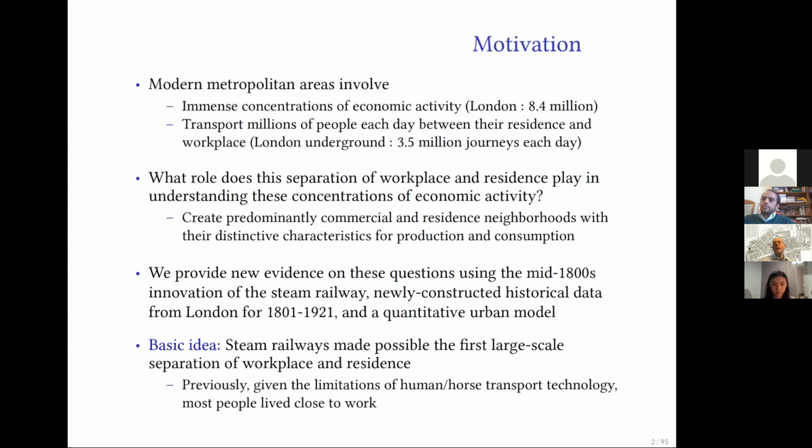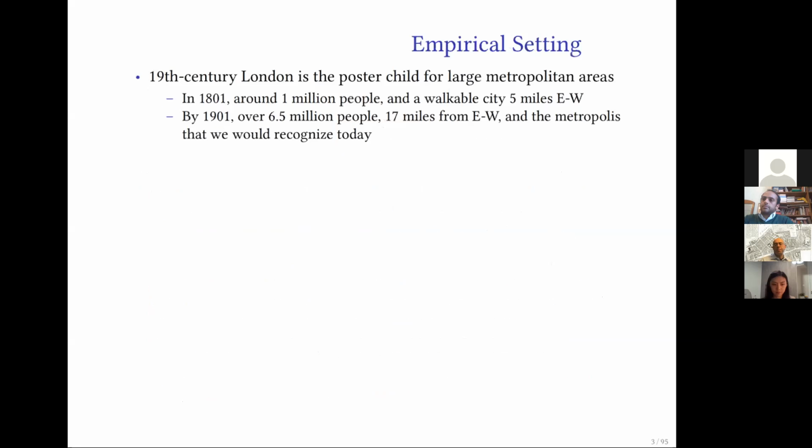And so the basic idea behind the whole paper is extremely simple, namely that steam railways for the very first time made possible a large-scale separation of where people live and where they work. Prior to that, when human power and horsepower were the main sources of motive power, it was extremely costly to separate where you lived and where you worked. And so most people lived very close to where they worked, as I'll show you later in the data.